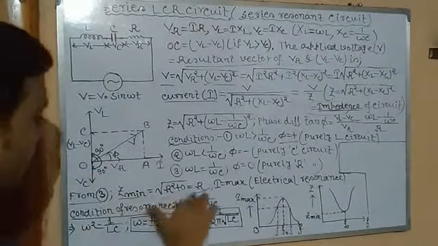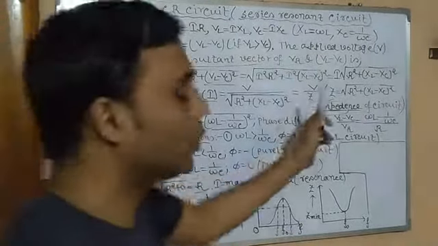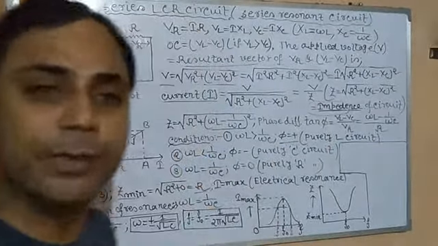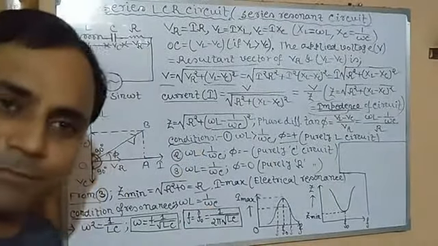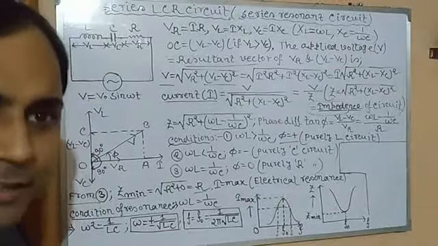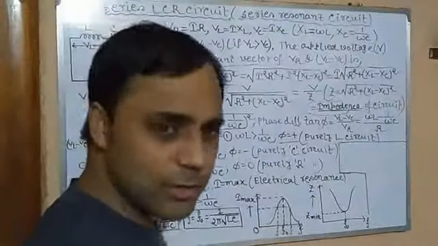L0, C0, so Z minimum equals R. So impedance is 0, the opposition offered to the current is 0, minimum. So current will be maximum. Isn't it? Current is maximum because impedance just drops down to 0.